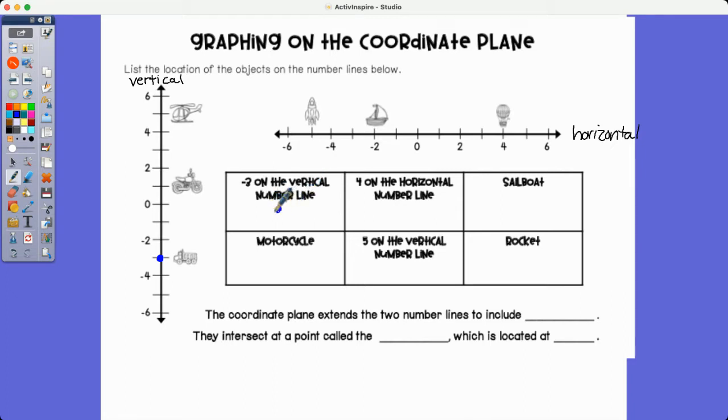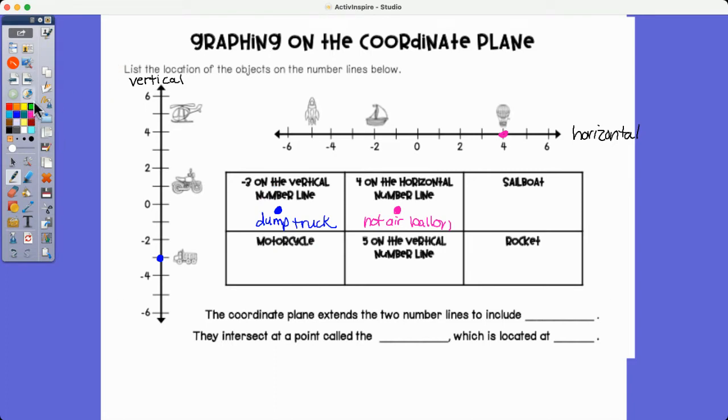And the next one I'm going to do is 4 on the horizontal number line. So I'm going to find my horizontal number line, find my 0, and go over to 4. Okay, and this is my hot air balloon. Okay, and then I forgot to label. This is a dump truck. Okay. And then we've got to find the sailboat.